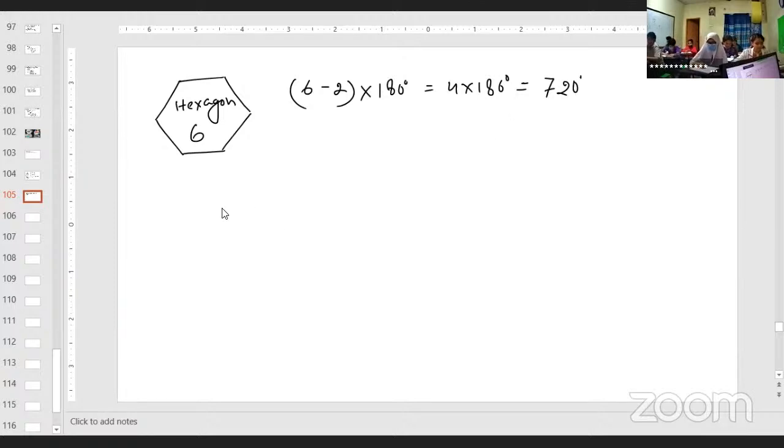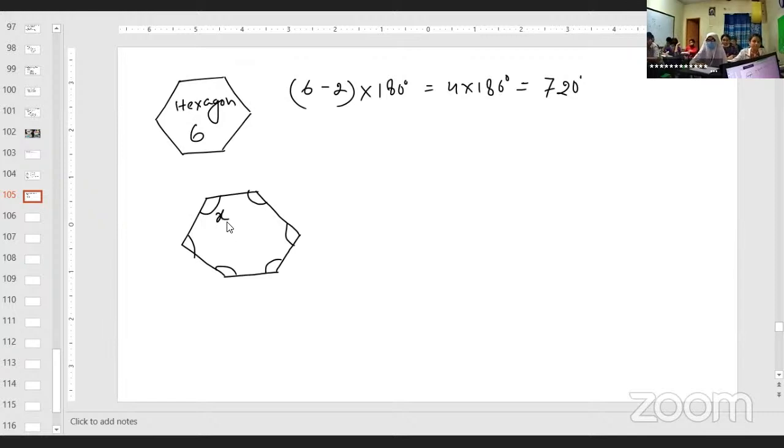And যদি uniform হয়, then the sides will be equal. The length of the sides will be equal, and in that case, the value of the angles will also be equal, right? These all will be equal. Once we have a triangle, we have 3 sides, 3 angles. Quadrilateral, 4 sides, 4 angles. Pentagon, 5 sides, 5 angles. Hexagon, 6 sides, 6 angles.